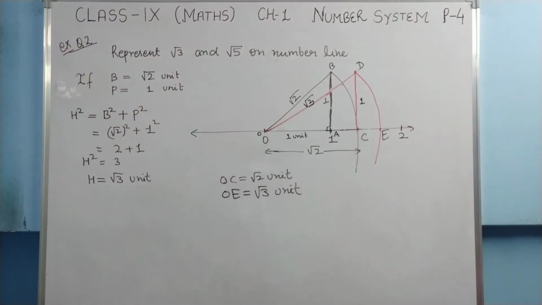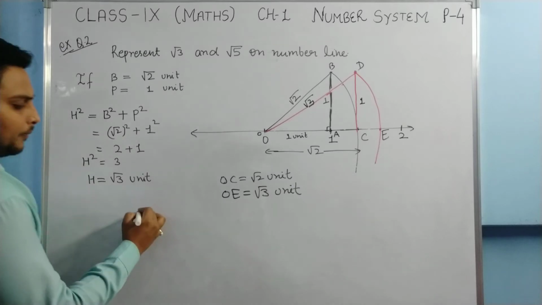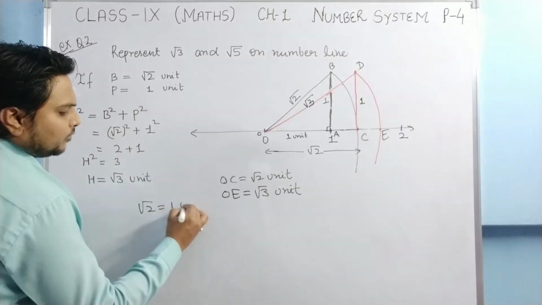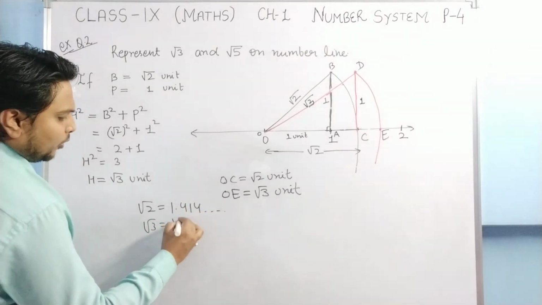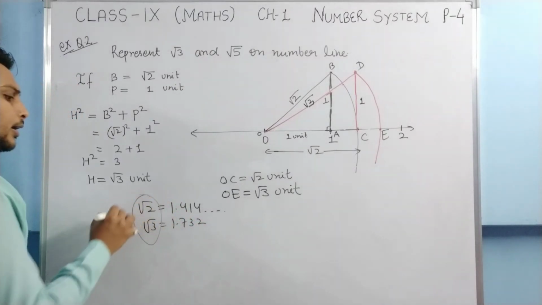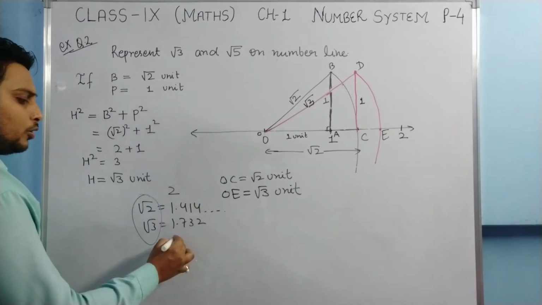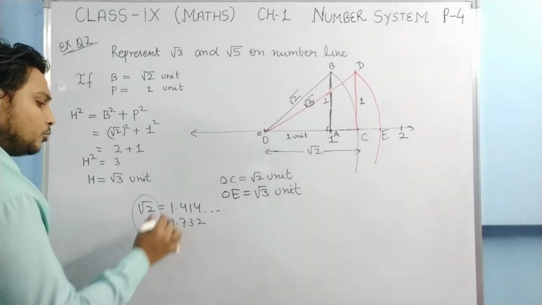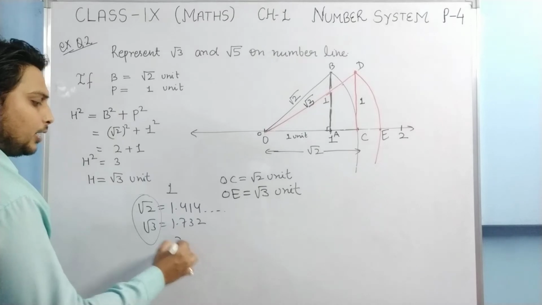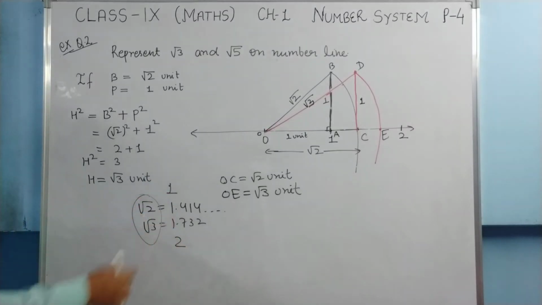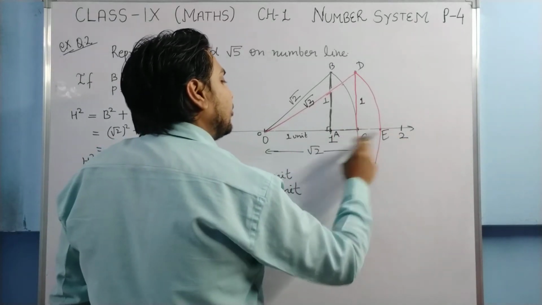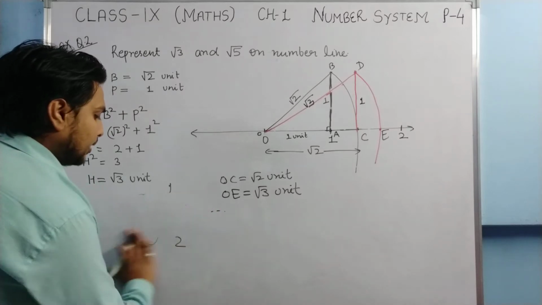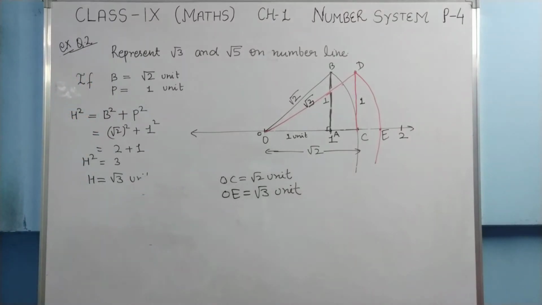So in between 1 and 2, root 3 will also be there, because we know the value of root 2 is 1.414, and the value of root 3 is 1.732. So both the numbers are in between 1 and 2, which means just after the 1 and before the 2. That is why these numbers are lying between 1 and 2. So this is the representation of root 2 and root 3 on the number line.